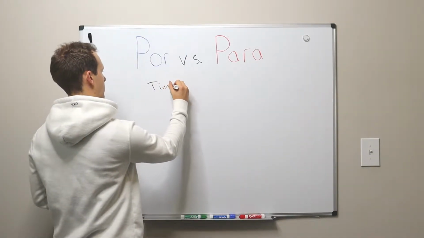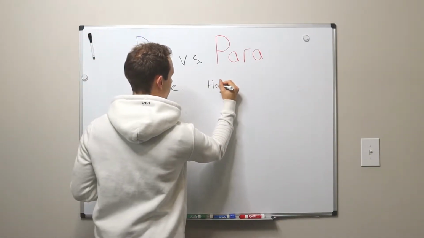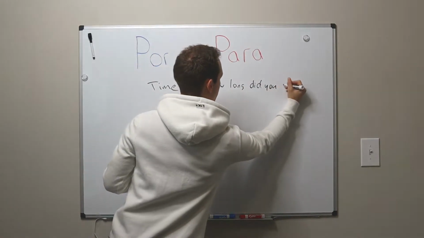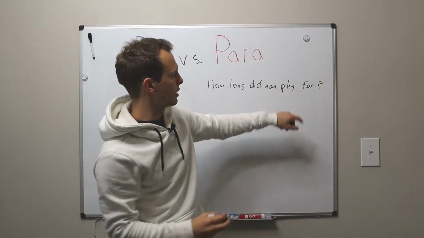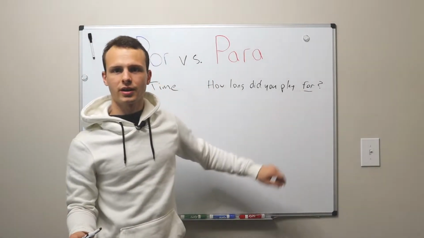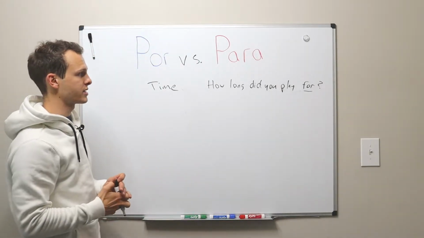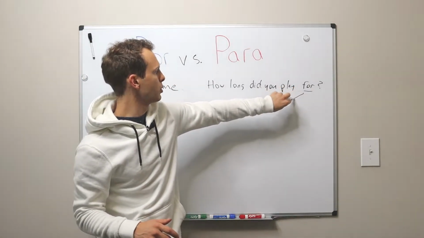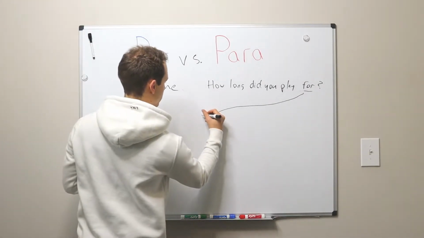Time. How long did you play for? So if we have this example in English of how long did you play for? And we're looking specifically at the word for. If you don't know the rest of these words, don't worry about it. I'm not going to worry too much about translating it. I'm just going to write it out how it is. Whenever you have a sentence like this, you take the word for and you're just going to move it over to the beginning of the sentence. And we're going to use the word por.